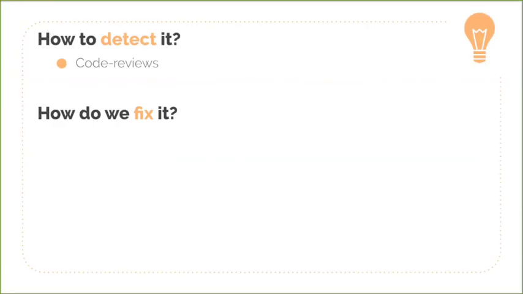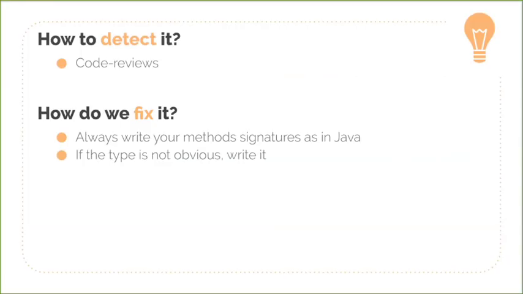So how do we fix it? Always write your method signatures as in Java. We are Groovy developers, we can sometimes use def, but it's really, really important to use the types in the method signatures. For a local variable, if you write something like def user equals new User, maybe it's fine. In that case, use def. But if the type is not obvious, just write it.